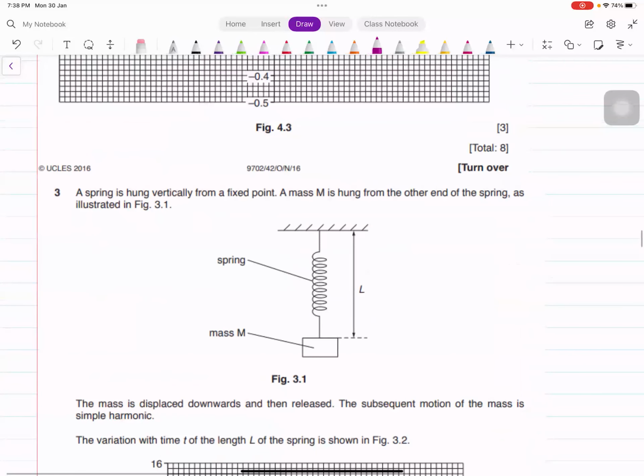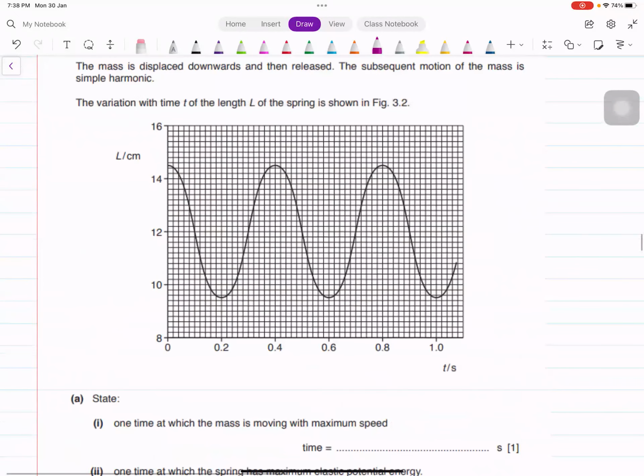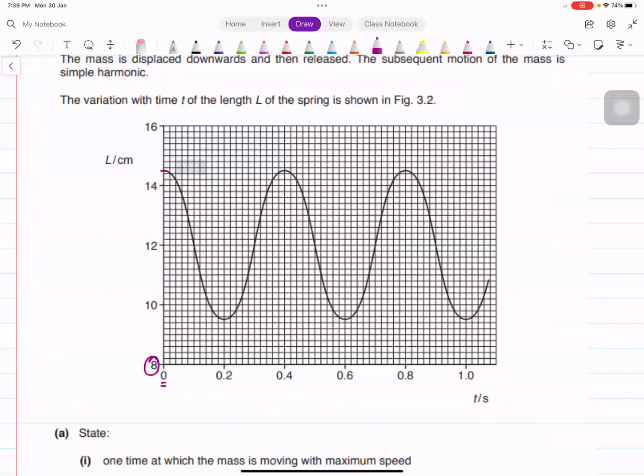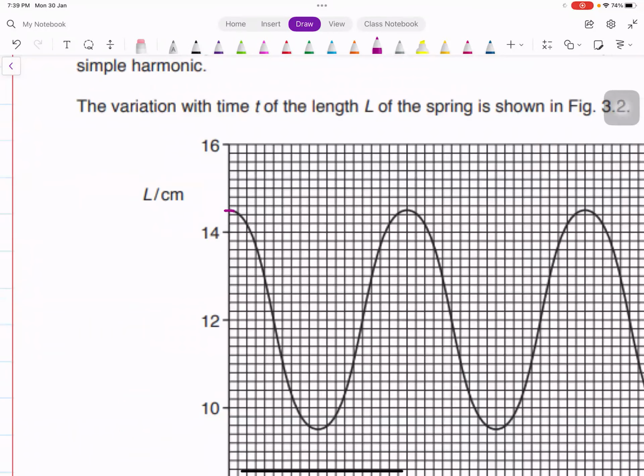Then it says state one time at which the mass is moving at constant maximum speed. Now, first of all, if you look at the graph itself, 0 is here, 8 is here. It is not divided equally. It means it is on a true scale. Now, I'm going to check what the maximum and minimum are. So maximum here, this will be 15, or I don't know, what will be 15? 14.5, sir. Yeah? 14.5, if I'm not wrong.